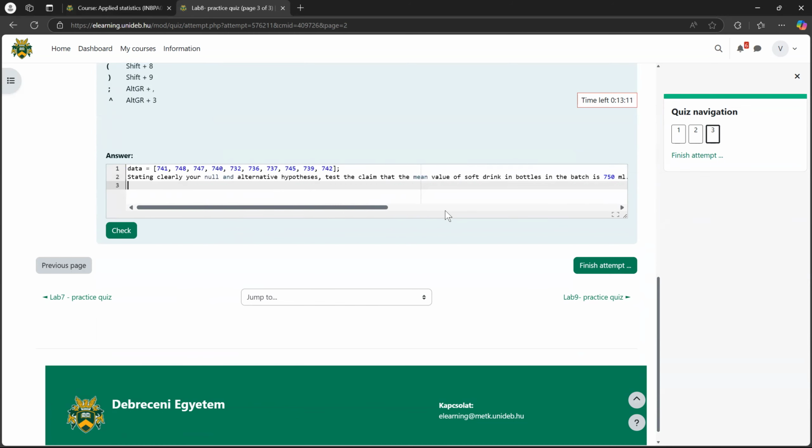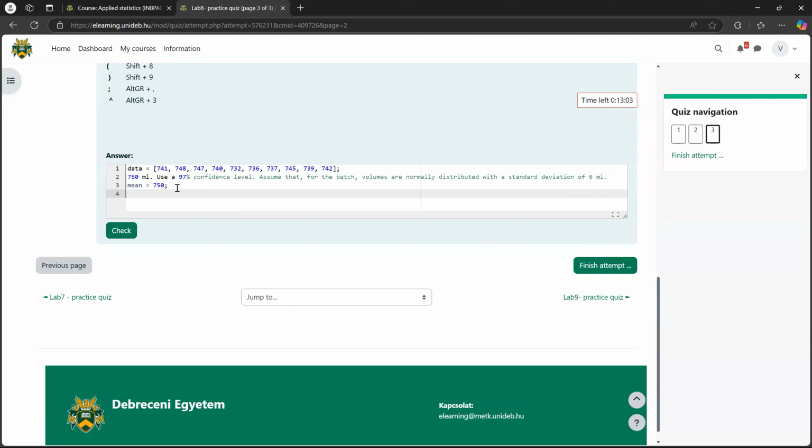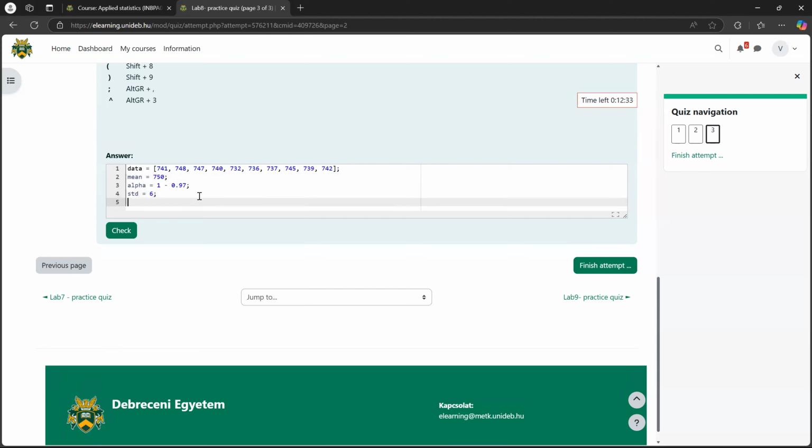Okay, so 750 ml is the mean. So mean is equal to 750. Confidence is 97%. Remember in z-test and t-test, you don't need the confidence level, you need alpha. So alpha is equal to 1 minus 0.97. Standard deviation is equal to 6. And with that, we can just delete this line. Now we have the information needed.